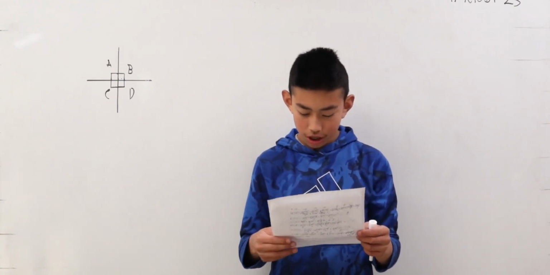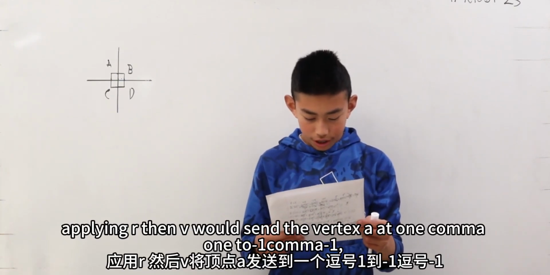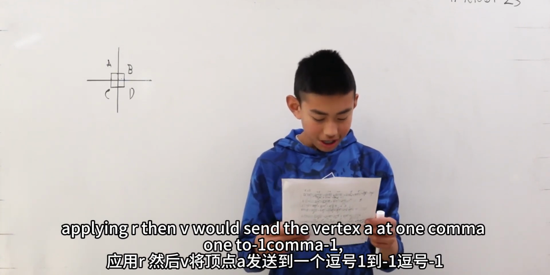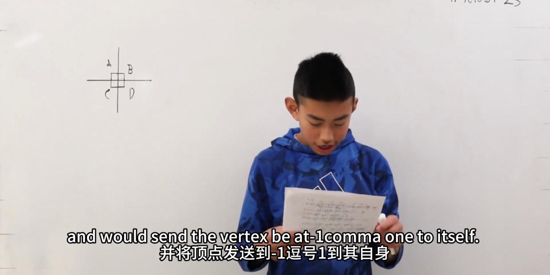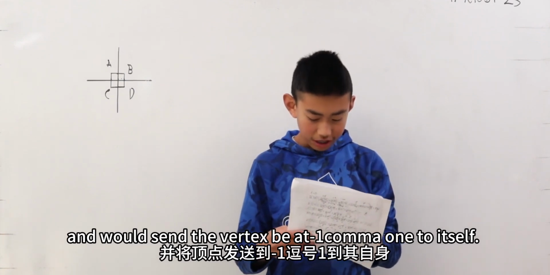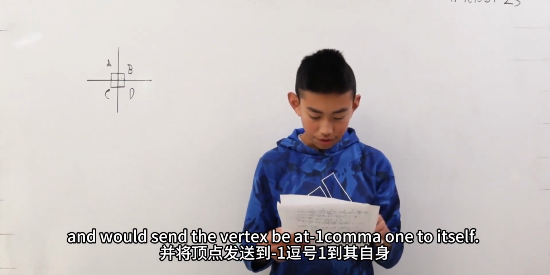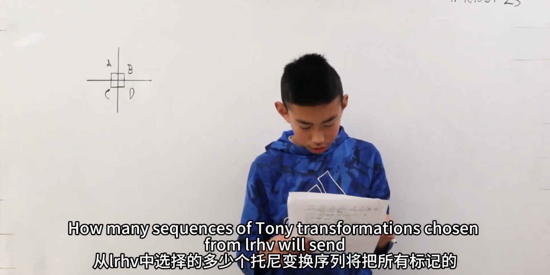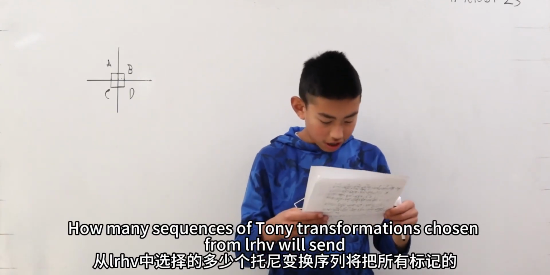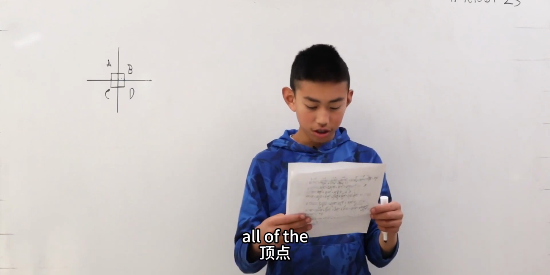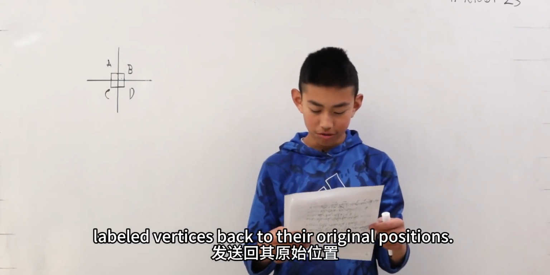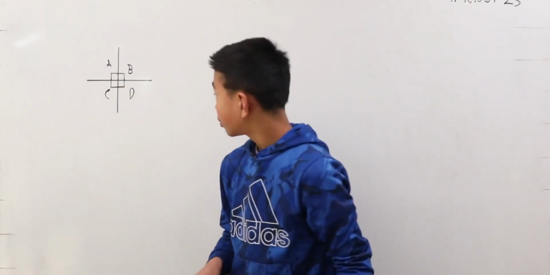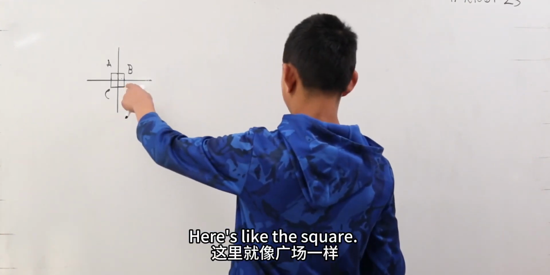For example, applying R, then V, would send the vertex A at (1, 1) to (-1, -1), and would send the vertex B at (-1, 1) to itself. How many sequences of 20 transformations chosen from L, R, H, V will send all of the labeled vertices back to their original positions? Okay, so here's the square.